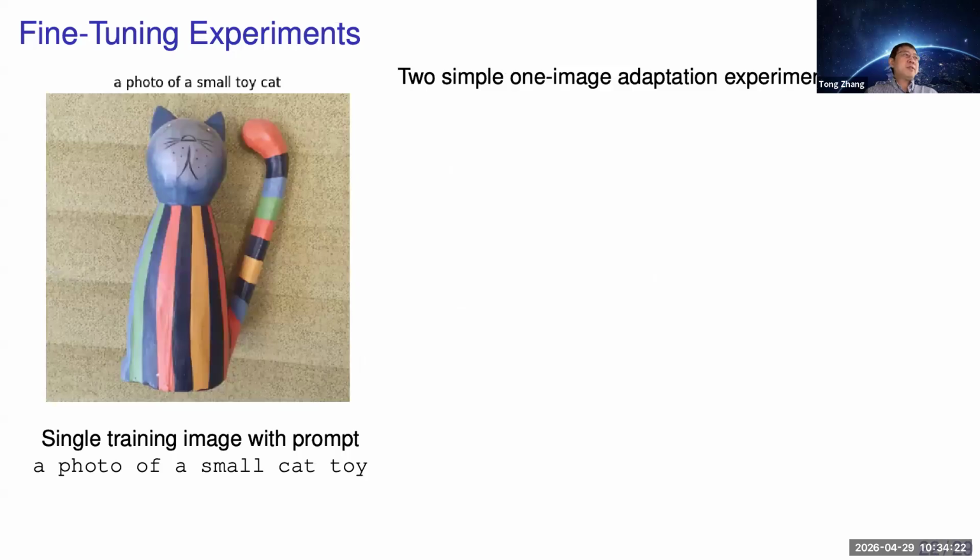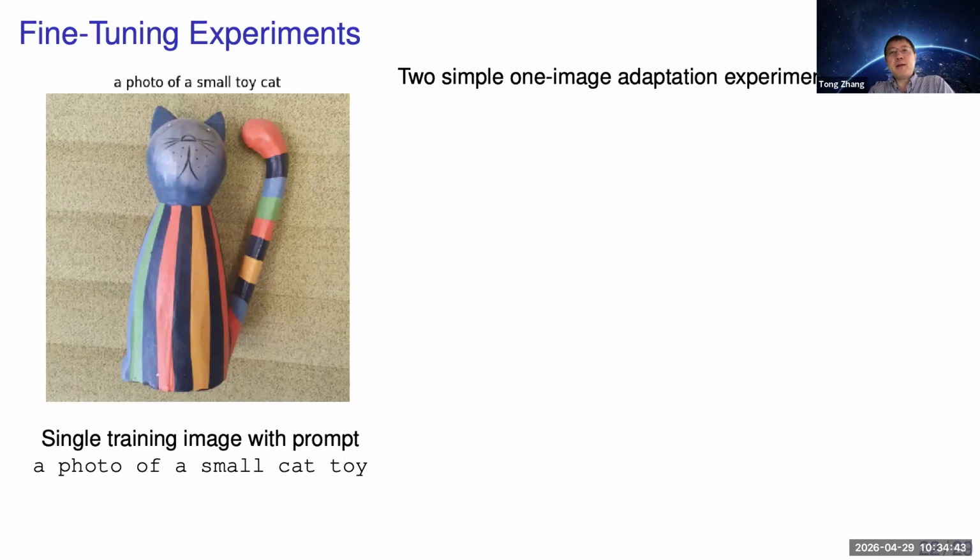So here is one example. It's just one photo of this particular cat. We want to fine-tune so that when we say something about a cat, the generated image will be similar to this. So there's a photo of a small cat toy, and we use that to fine-tune Stable Diffusion.